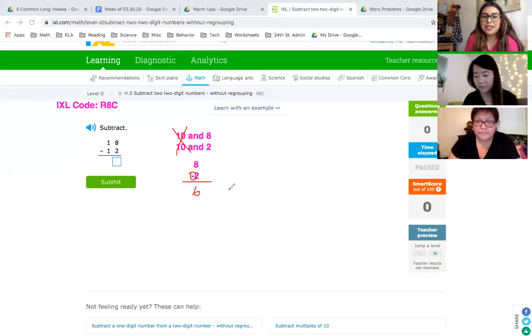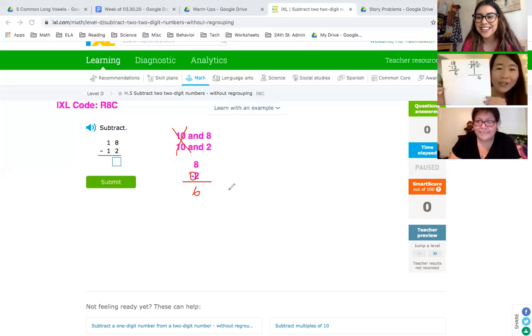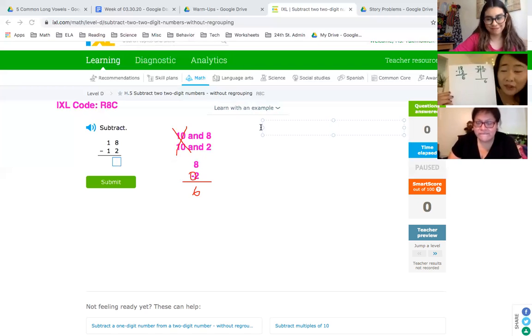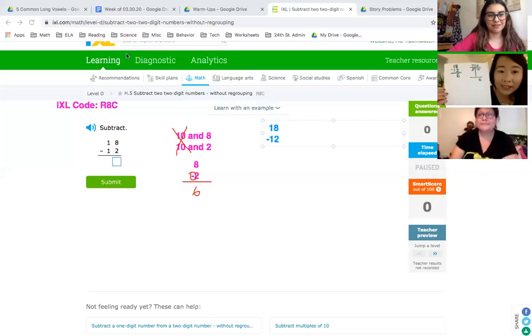Miss T, can we see your strategy? We want to see all of the cool strategies. So I used the algorithm strategy. And so 18 minus 12 equals 6. But then I thought, oh, I need to show my thinking as to how I even got 6. So I drew the tens and ones place as well.